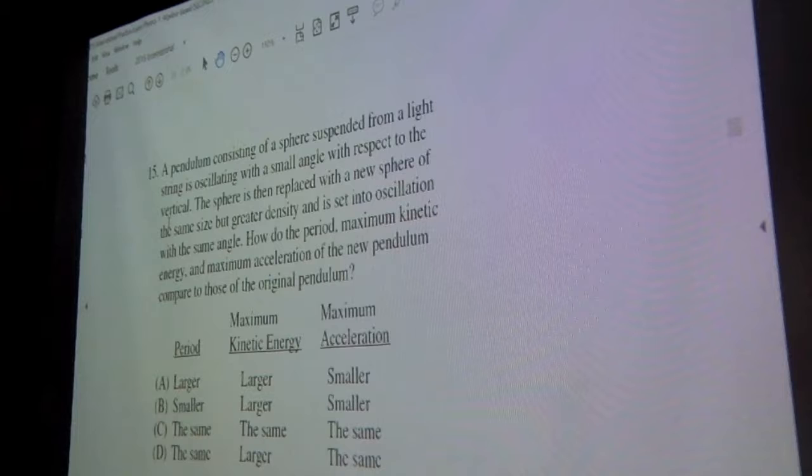And maximum kinetic energy is supposed to be larger because the mass is now bigger and you're releasing from the same position. There's more potential energy involved, therefore there will be more kinetic energy involved. So that's right. And the maximum acceleration, again, acceleration does not depend on the mass. Acceleration is like g sine theta. If you go back and look into the pendulum derivation, the acceleration of the pendulum is g sine theta. And therefore, the answer is D.